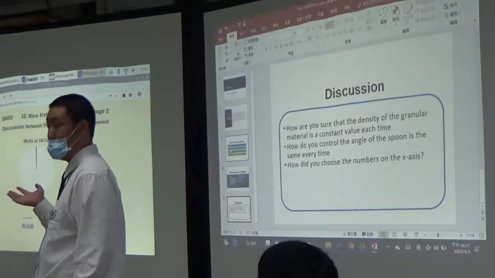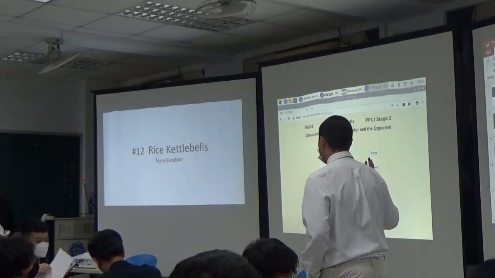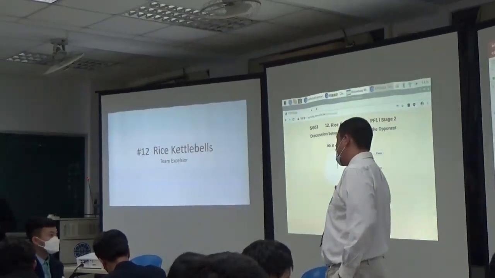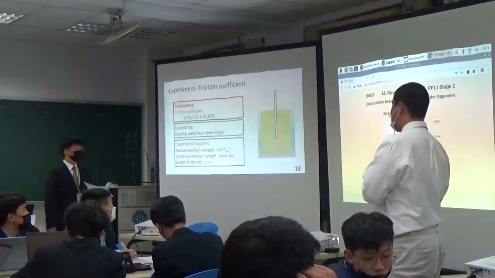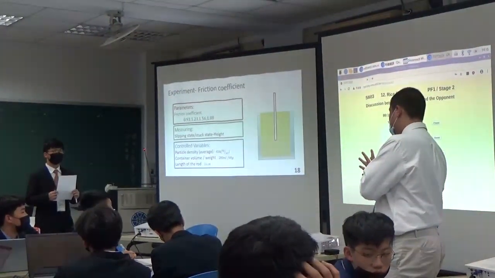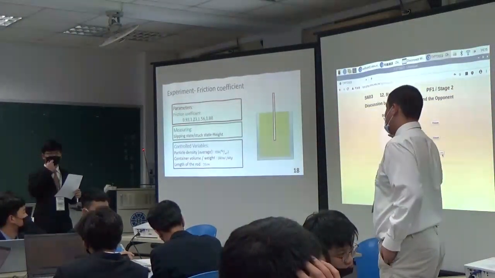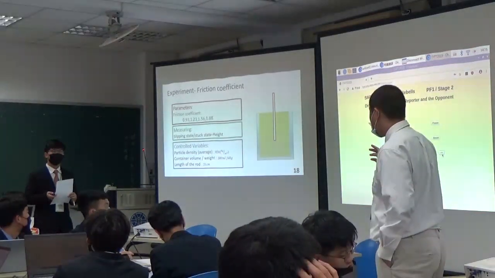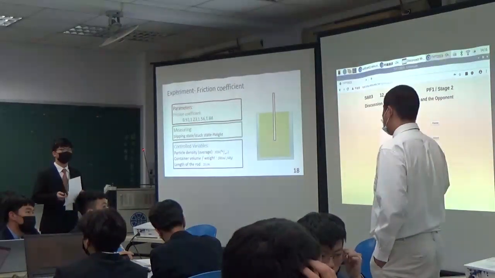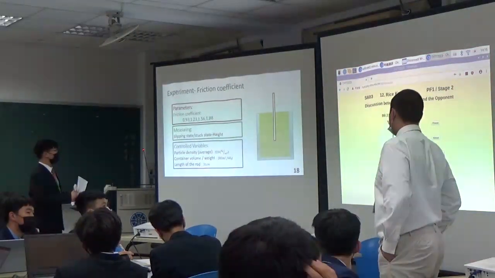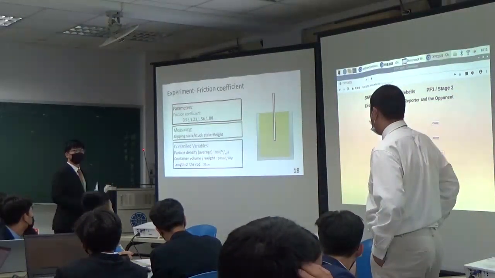Sure, go ahead. Right. First I would like to ask about the density, because in your presentation you said you use the weight of the density. Then you use the weight of the density to determine if it's a constant density. But how do you use the weight to determine it's a constant density? We calculate the average density in our experiment.